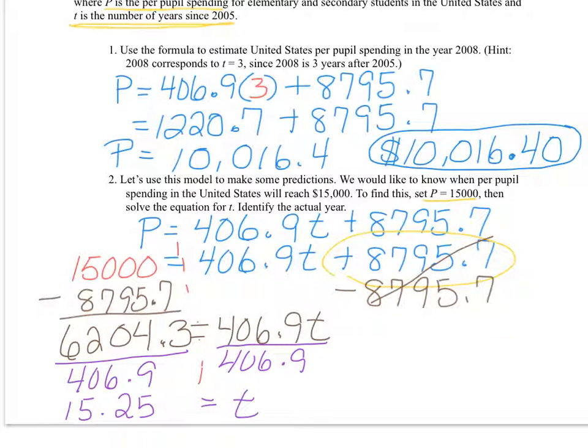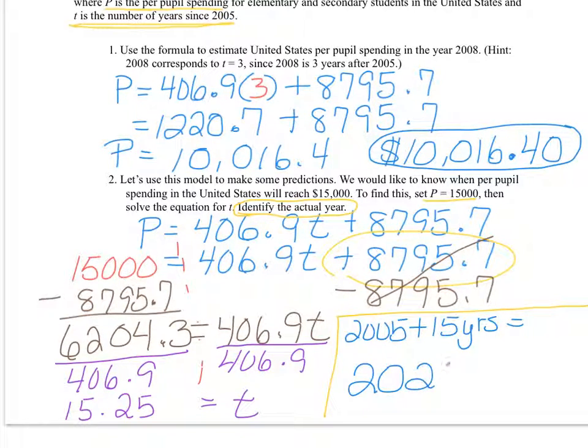So it's asking us to identify the actual year, right? So remember, that's 15 years after 2005, right? So over here in our little corner, we have to add 15 years to 2005. So 2005 plus 15 years is going to be in 2020. That's the actual year that this is going to happen.